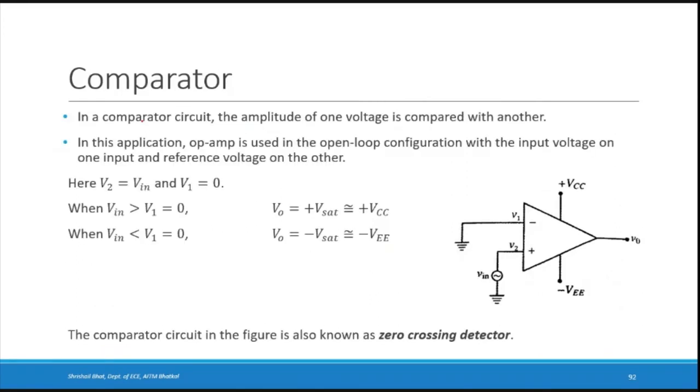Now look at this circuit. What do we have here? There are no feedback resistances. Both the input terminals are connected to some voltages. Vin is given at V2 and V1 is grounded. So what we said, this circuit is a comparator, right? It will compare the value of this Vin with whatever voltage you have connected here. Here it is connected to ground, so it compares with 0. If Vin is greater than 0, output will be plus VCC. If Vin is less than 0, output will be minus VEE, right?